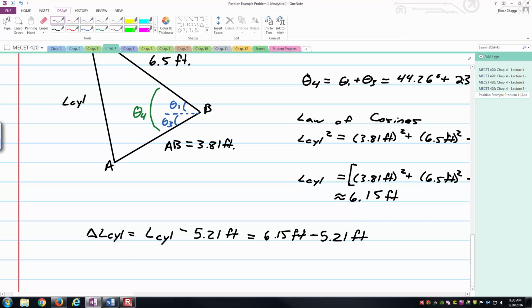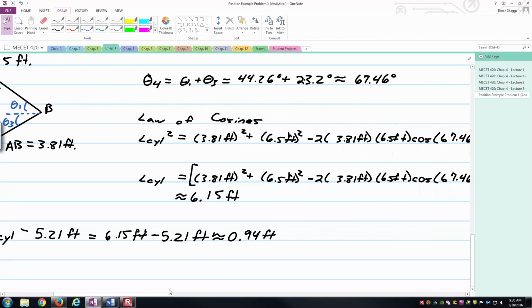roughly 0.936. I'll just say 0.94 feet. Of course, most people don't talk about 0.94 feet. More appropriate unit would probably be inches, so we'll convert that to inches, multiplying by 12, which this is almost 11.25 inches, 11.23 inches.